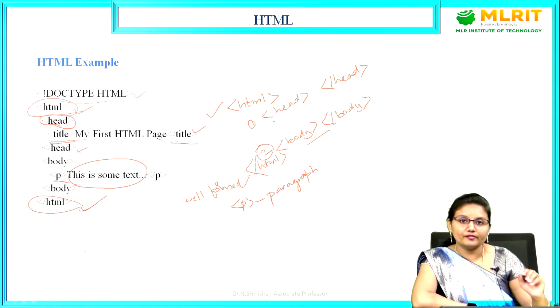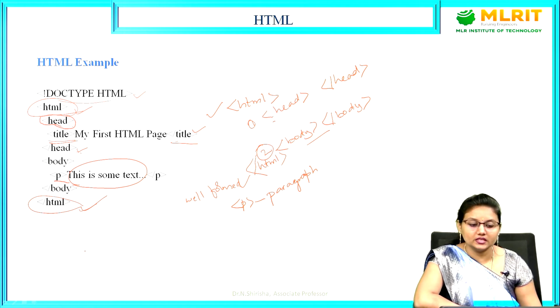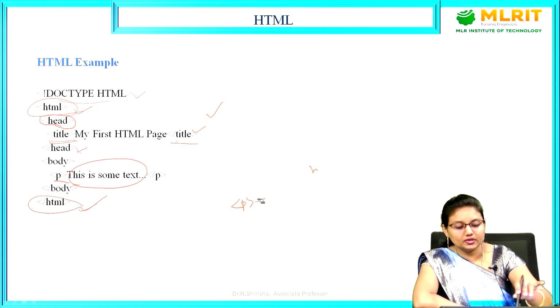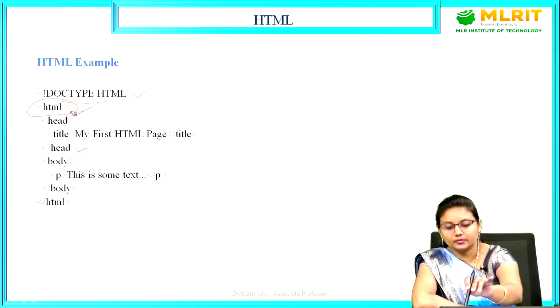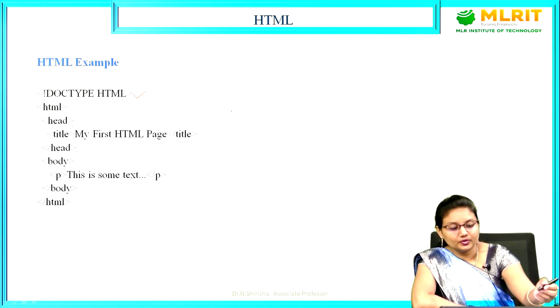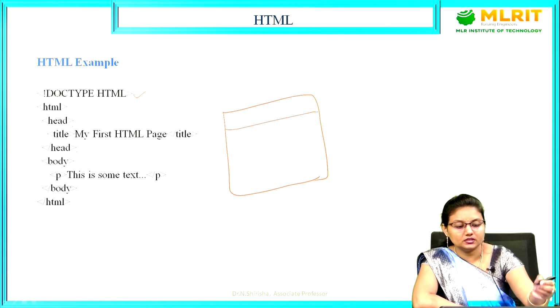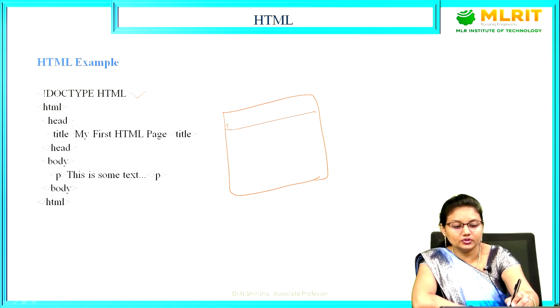The output of every HTML program can be seen on the browser. So any browser is compatible with HTML to see the output. So the output of this particular program is nothing but the paragraph. So you have a browser, and the browser has a title bar. On the title bar you will see your title. What is the title? My first HTML page.